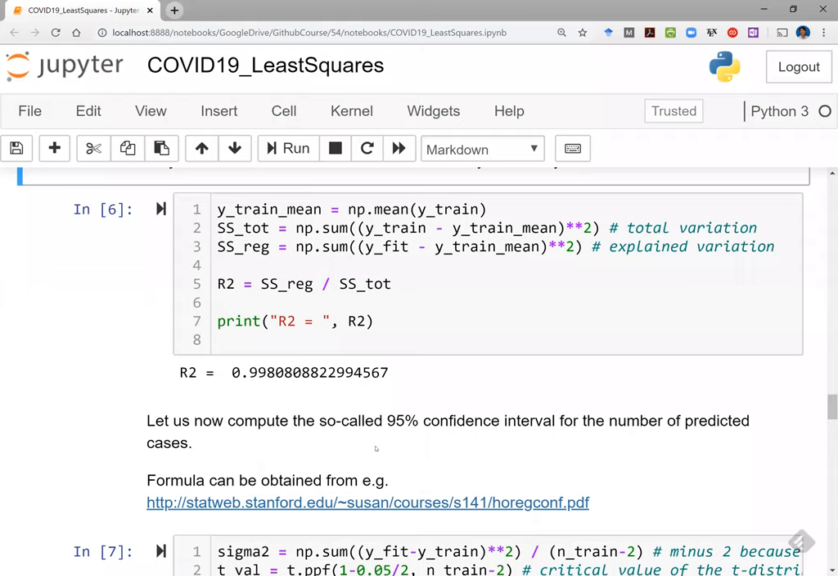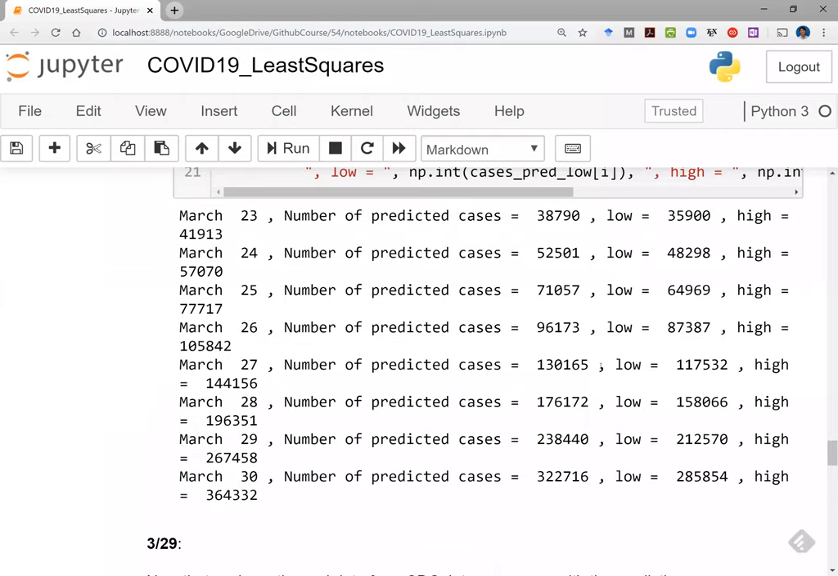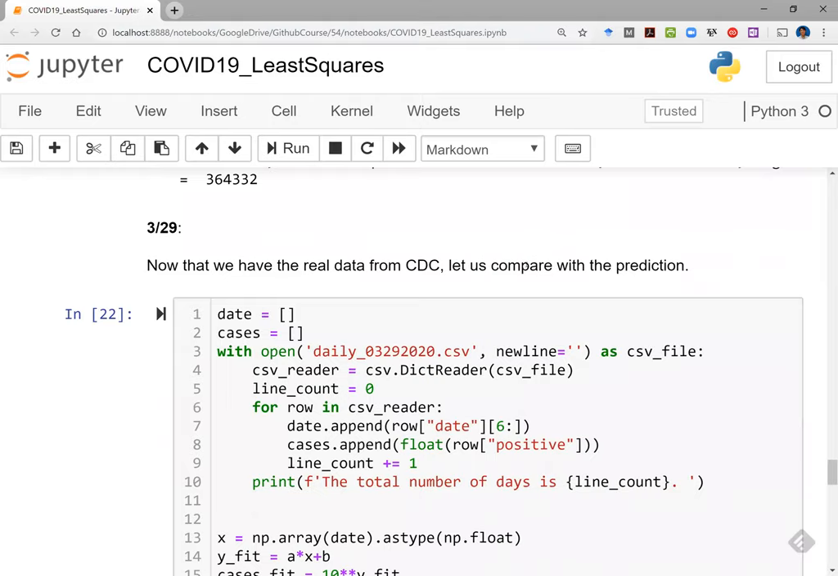Second, you can compute the so-called 95% confidence interval. Again, a concept from statistics. The code is not the point. That shows till today, let's say yesterday, the lower bound within 95% confidence would be 200,000, and the high would be 260,000. And this is what I obtained from the CDC last night, and you can compare.